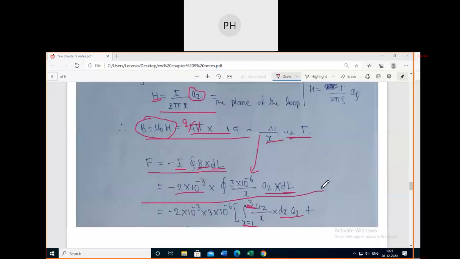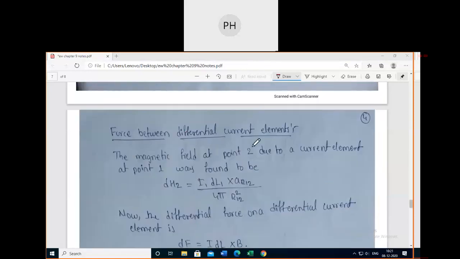Okay, so next thing we'll see in the next class: force between differential current elements.